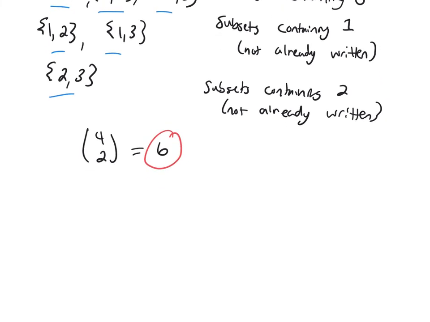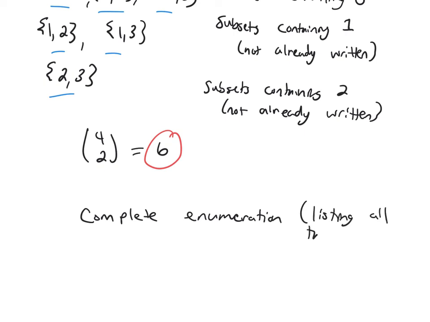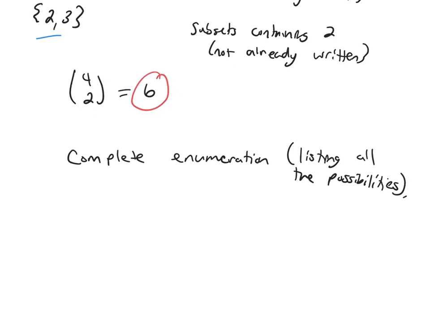Now what we're doing when we're listing all these out, we're doing what's called complete enumeration, where we're listing all the possibilities. But in general, you can't always do complete enumeration. For example, if n or r is large, this would not be possible for us to list out all the possible subsets. And so it would be better if we have some kind of relationship, or we can figure out what n choose r is without listing them out, without complete enumeration.